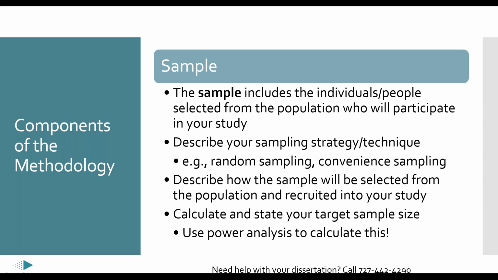something like a convenience sampling technique, because in random sampling, it means that every individual in the population would have an equal chance of being able to participate in your study. Whereas in convenience sampling, you are selecting participants based on what is available to you and what is convenient for you to access. So most studies will probably be using some type of non-probability or convenience sampling, and you need to discuss how exactly you are going to identify those individuals.